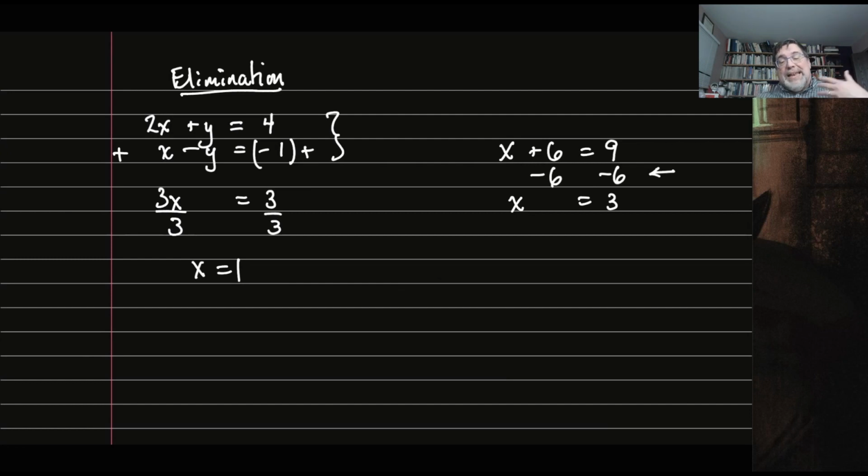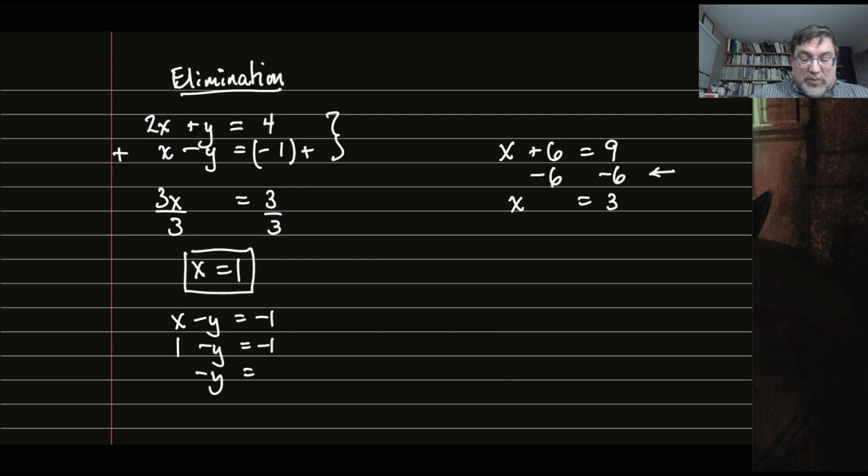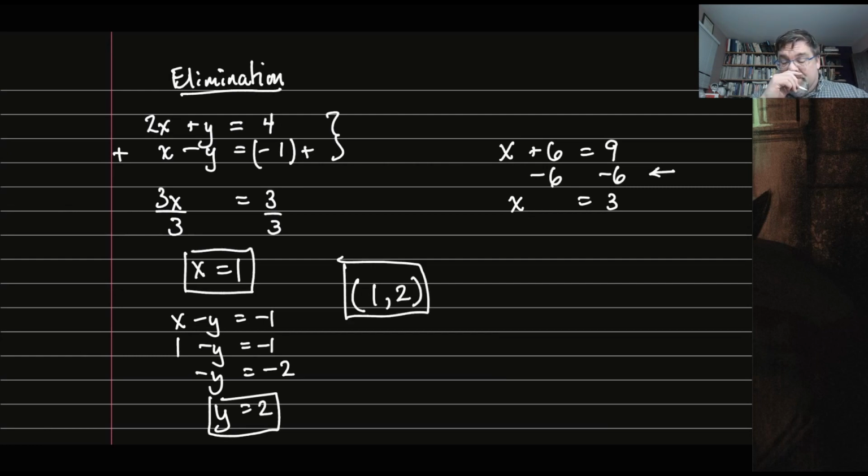And just as before, now that I know what one of my variables is, I can substitute it into one of the equations to find the other variable. I'm going to substitute it into the bottom equation, x minus y equals negative 1, because that looks easier to me. So I'm going to make this 1 minus y equals negative 1. Then I'm going to subtract 1 from both sides, and I get negative y equals negative 2. That means y equals 2, so I get the coordinate (1, 2) as my solution.